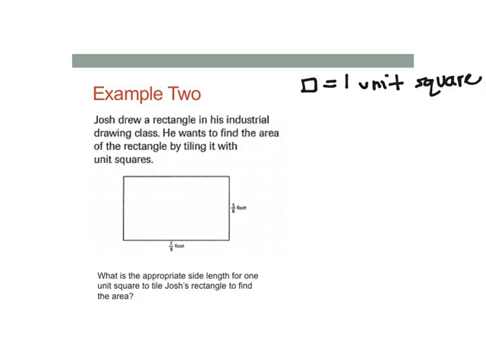Okay? The question asked is, what is the appropriate side length for 1 unit square to tile Josh's rectangle to find the area? So here it's not asking you to find the area of Josh's rectangle, it's asking what the appropriate side length for 1 unit square would be. Now since it's a square, all side lengths are going to be the same, so the answer would be the same for all. So here's how we're going to find out what this would be broken up in unit squares.